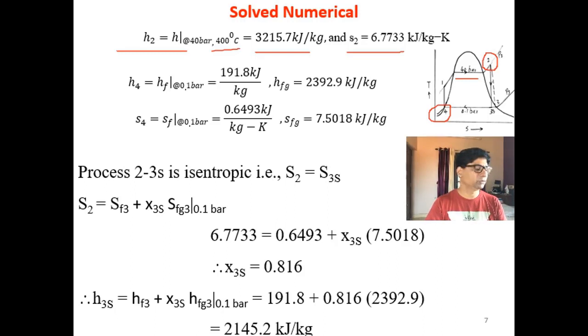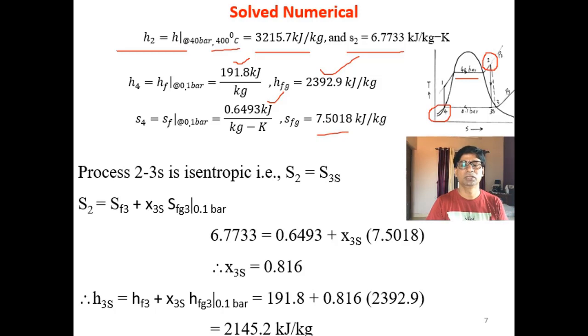HF is 191.8. Yes, it is correct. Then HFG is 2392.9. At 0.1 bar SF value is 0.6493, right? So 0.6493 and SFG value is 7.5018. So these are the values you have to note down.